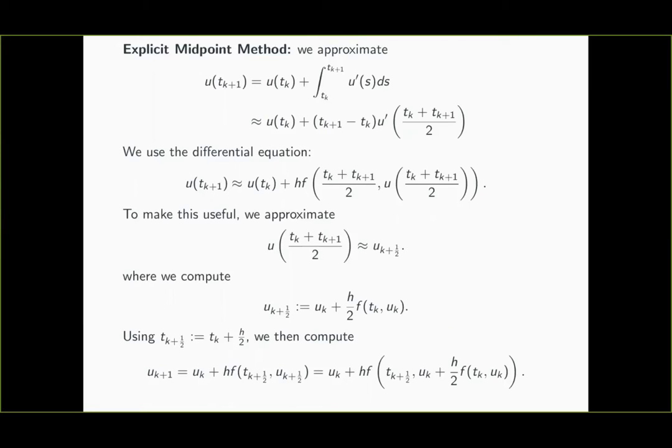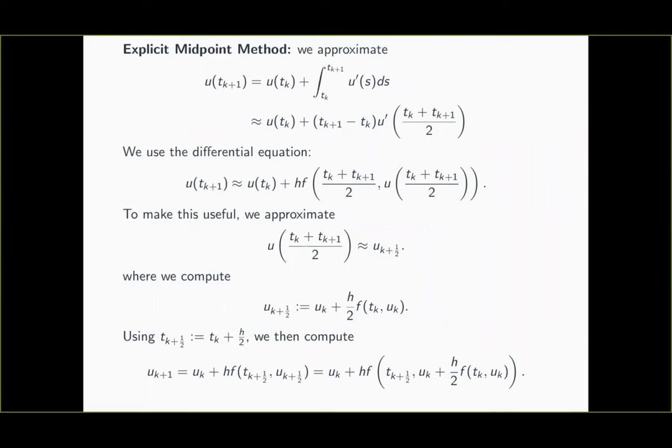That is the explicit midpoint method. So to summarize, the idea of the explicit midpoint method is that I approximate the integral by the midpoint rule from numerical integration. And since I do not know u at the midpoint of the time interval, I make an additional approximation using the explicit Euler method. So I take the explicit Euler method with half of a time step and use that value to feed it into the midpoint rule. That is the explicit midpoint method.